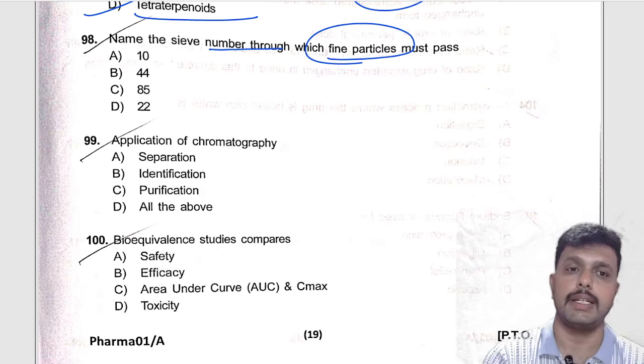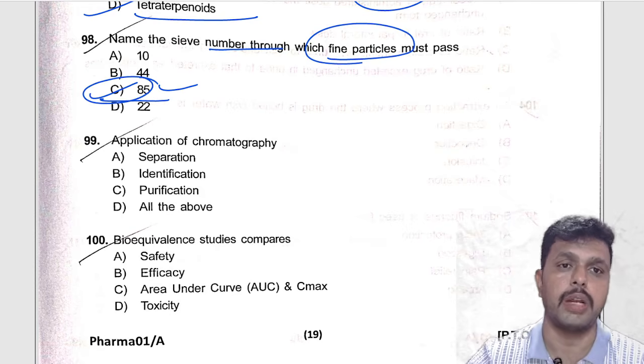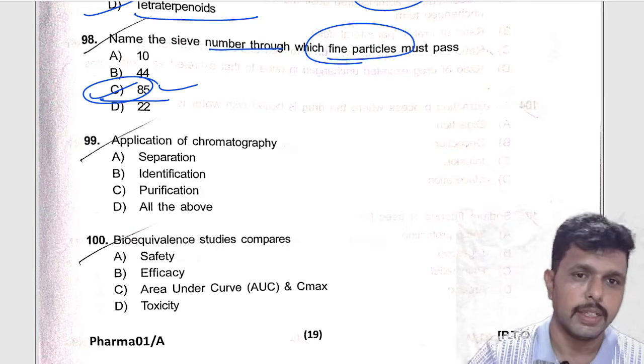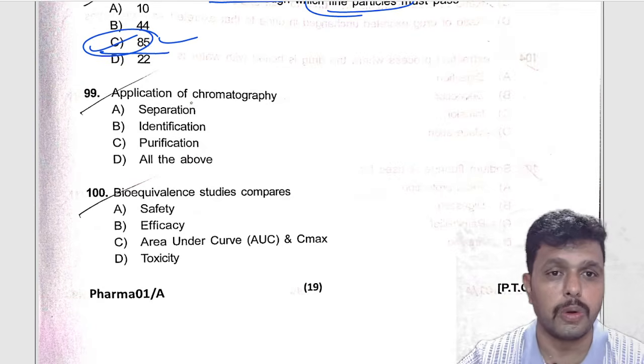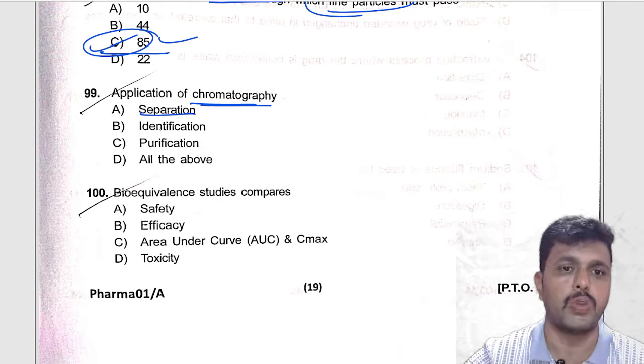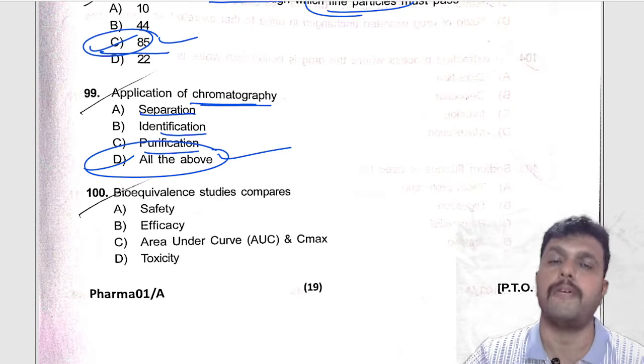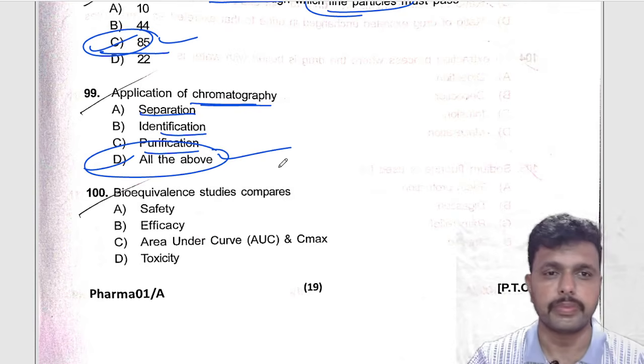Yes, fine particles must pass through a higher sieve number. Yes, 85. In the given options, the highest number is 85. Next, application of chromatography. We use it for separation purpose, identification purpose, purification purpose, all of the above. Yes, all of the above is the right answer.